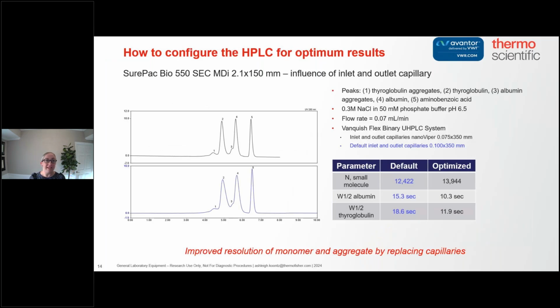And so what does that look like to configure your system for optimum results? You can see here we've used a 2.1 by 150 column, and there's a significant impact on the influence of the inlet and outlet capillary. You can see our peaks here. We go to some small molecule to just check the performance of the column. And when we take a smaller, more optimized capillary and fit it onto that system, we get enhanced resolution, as you can see here. The monomer and aggregate separation is going to be better.